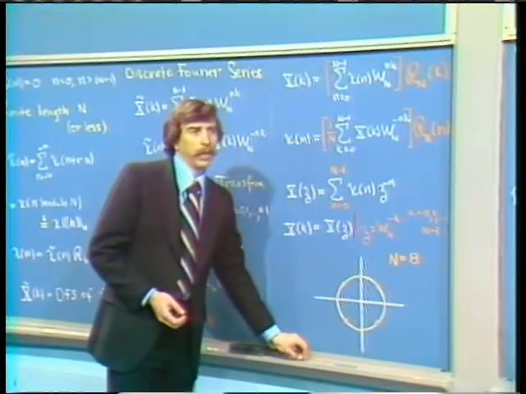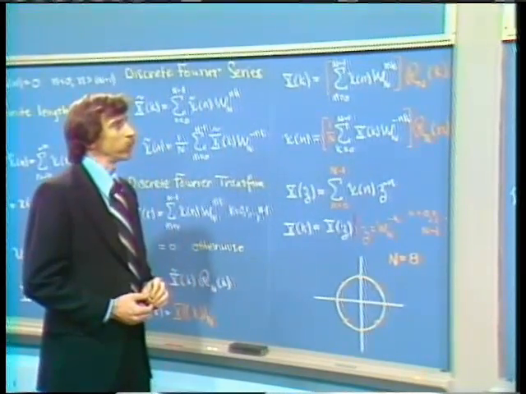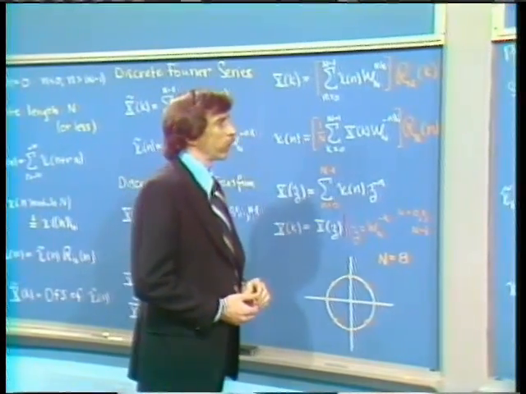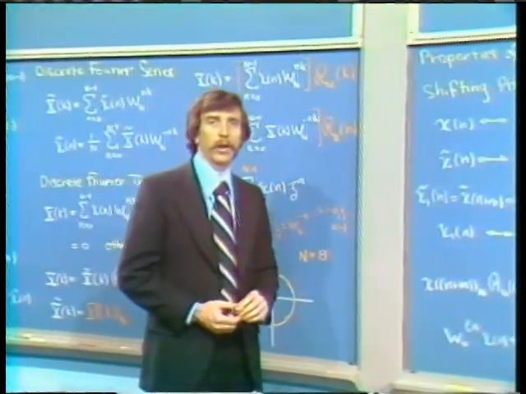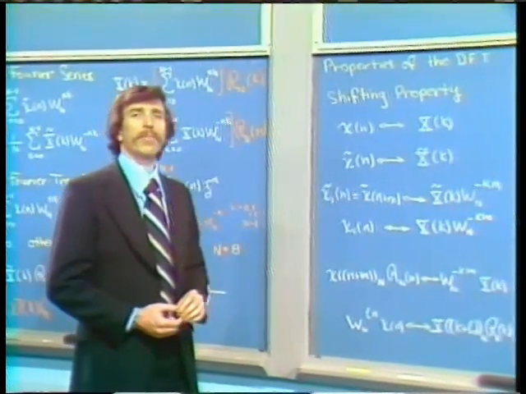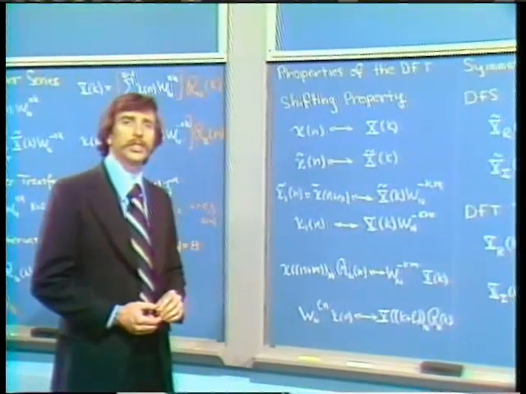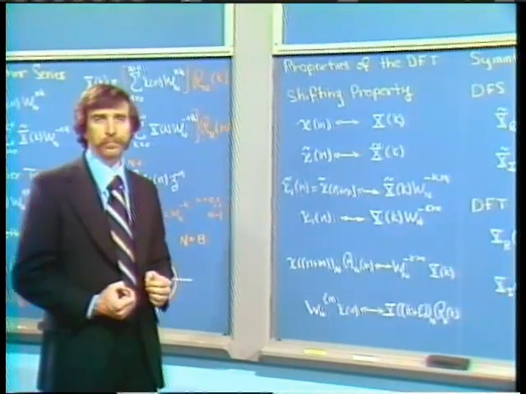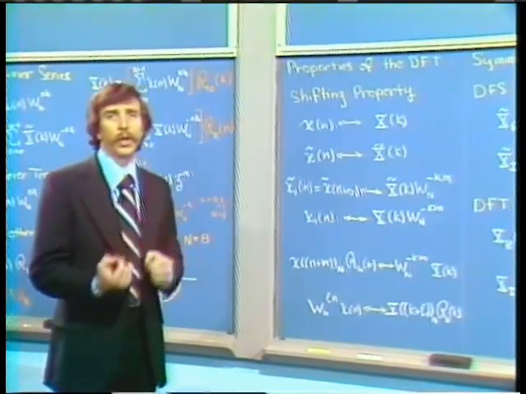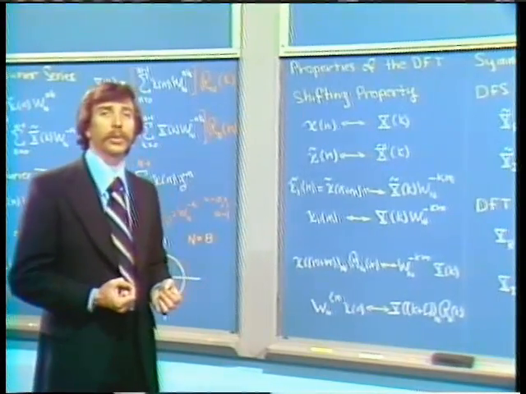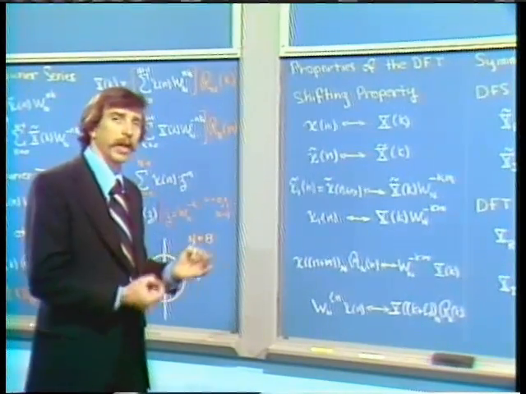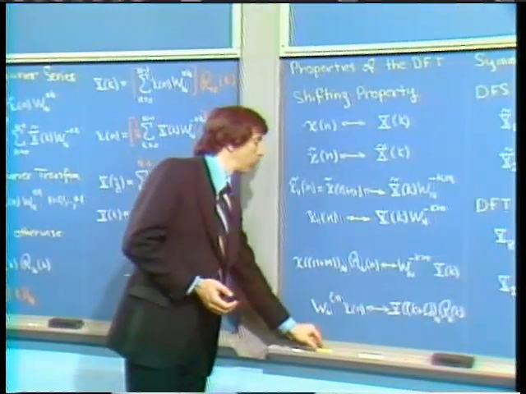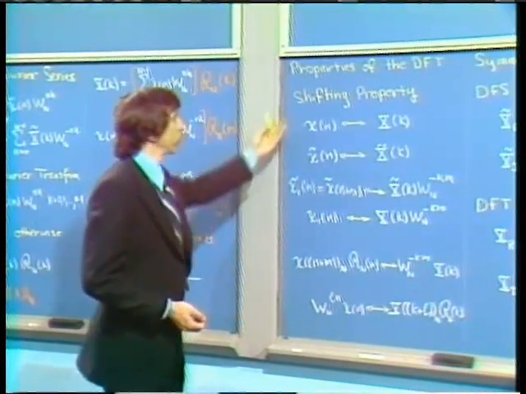Okay, well, I'd like now to look at some of the properties of the discrete Fourier transform. Again, there are lots of properties that we can talk about. I'll focus on a few. And primarily what I want to focus on is the difference between the properties for the discrete Fourier transform and the properties for the Fourier transform or the Z transform as we have been talking about them over the last several lectures. Well, let's look first of all at the shifting property.